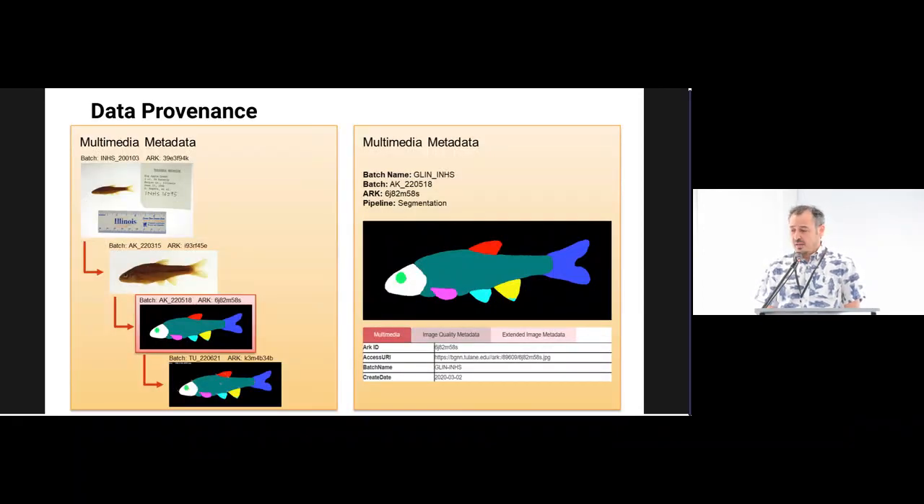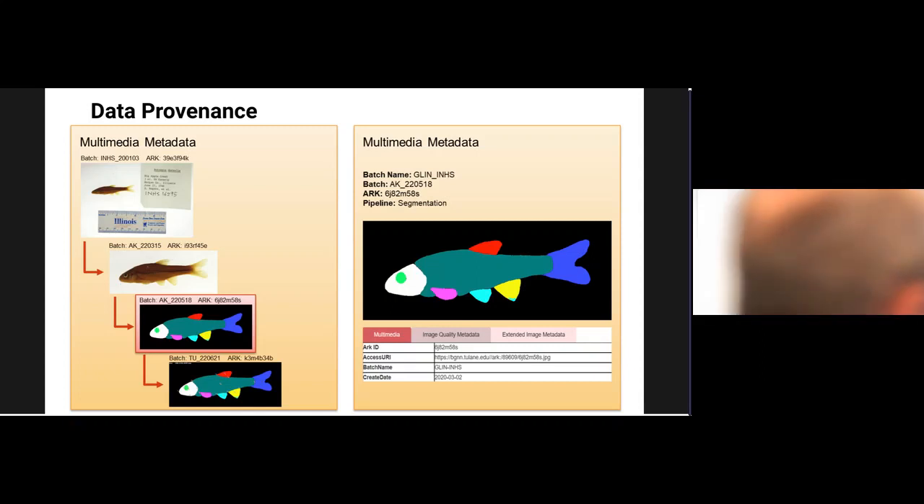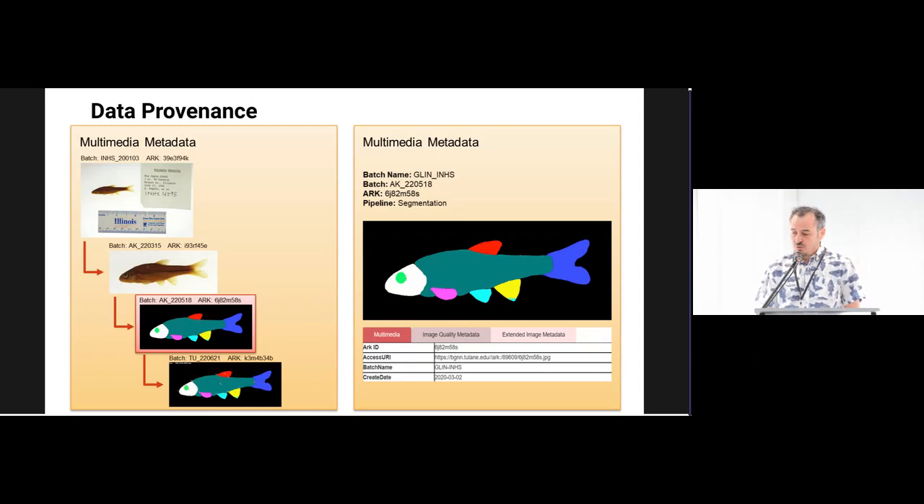And then those are results from a landmarking pipeline. From the original museum image, we do object detection, and then you see a cropped bounding box image. And then we do segmentation, and based on the segmentation, we extract landmarks. This is a common pipeline for us.